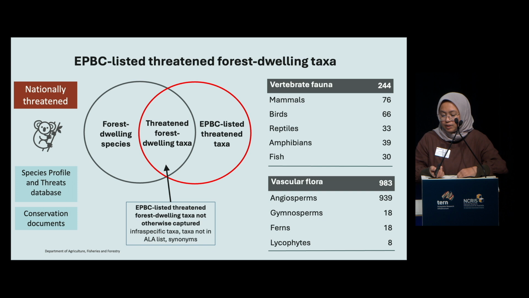And to be able to answer that, we did some threat analysis and we focused on the threatened forest dwelling taxa under the EPBC Act. And we use, again, nationally curated data from the species profile and threats database from DCCEEW, and also look at the conservation documents for these taxa. But first, we developed the list of threatened forest dwelling taxa by intersecting the forest dwelling species list that we had before with the EPBC listed threatened taxa, and also including the threatened forest dwelling taxa not otherwise captured by this intersection. And from this, we've identified that as at 2021, we've got 244 threatened forest dwelling fauna and 983 threatened forest dwelling flora.